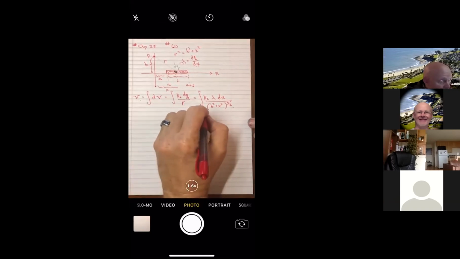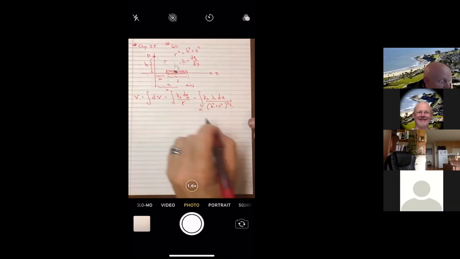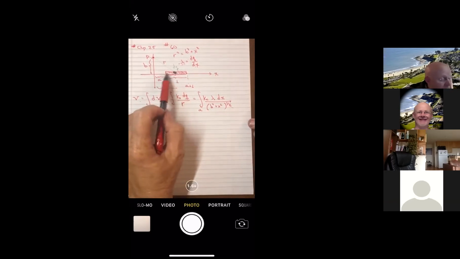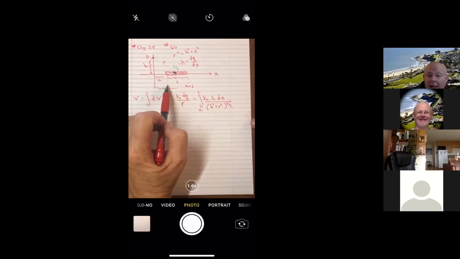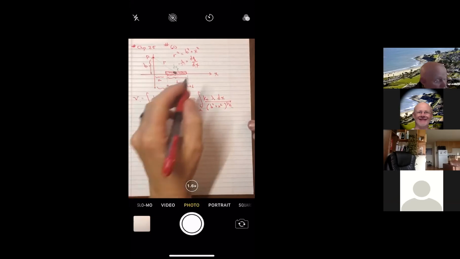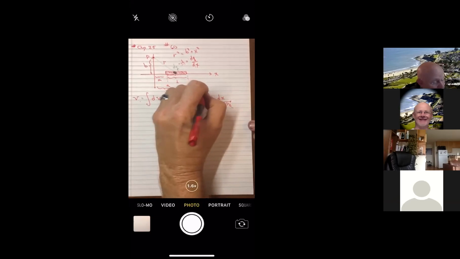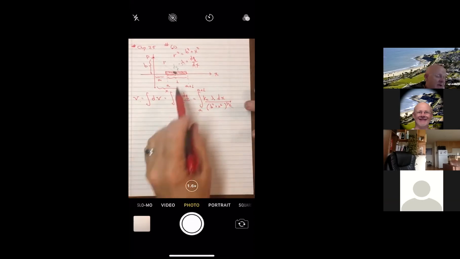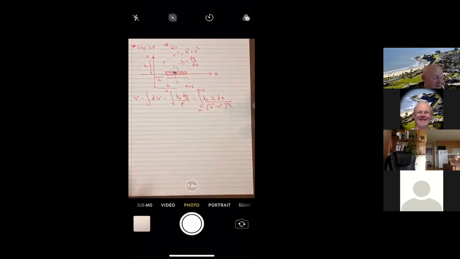So my limits then would be from my first little chunk of charge at A, and I would then add it to, and keep adding until I got to the end. And so that would be the limits of my integral.